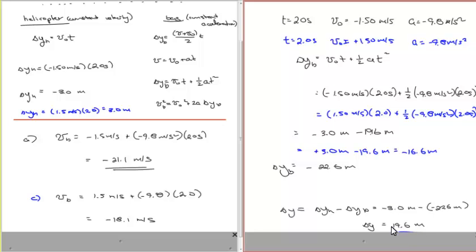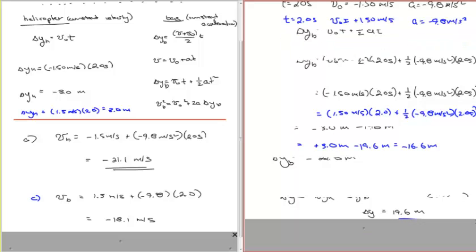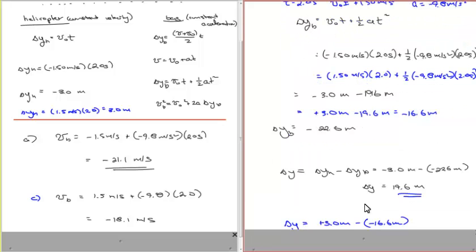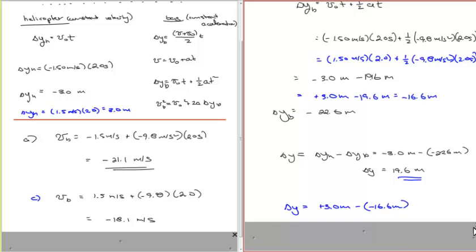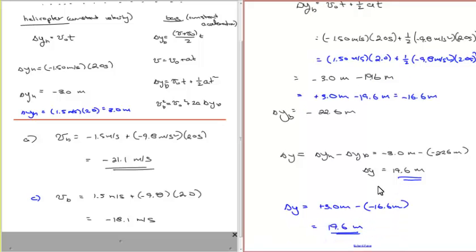So the helicopter actually is 19.6 meters above the bag. And if we do it with the helicopter moving up, which is the second case, we have +3 minus a negative 16.6 meters, and that comes out to be 19.6 meters, same number. So it doesn't matter whether we're going up or down, the relative difference between the helicopter and the bag stays the same. So, if you watch that bag fall from the helicopter, the bag would look like it's doing the same thing in both cases.